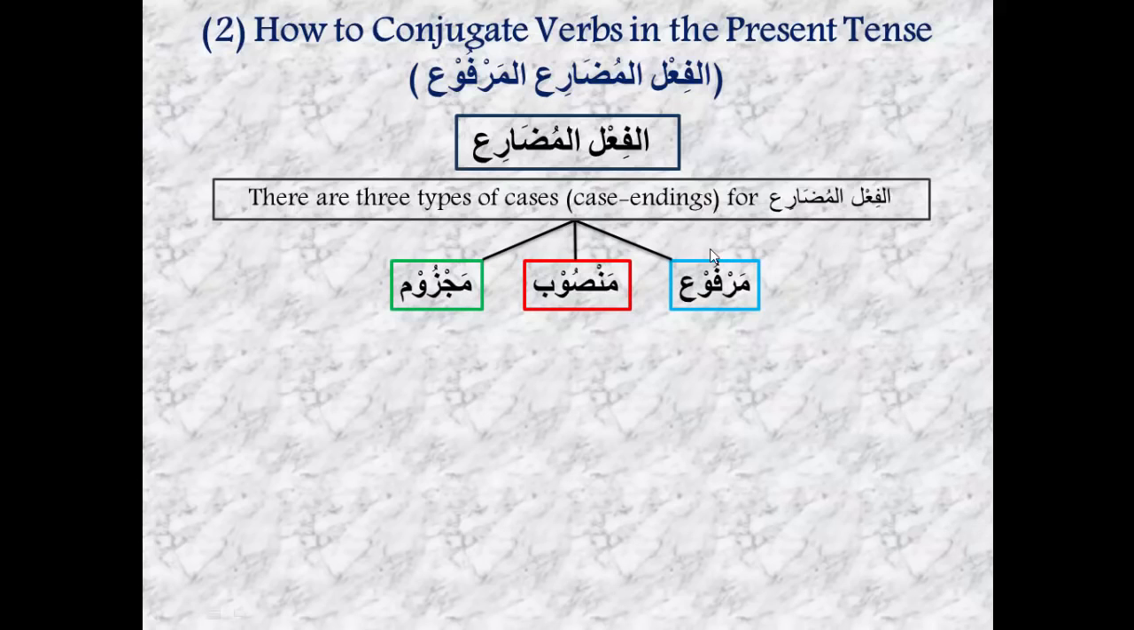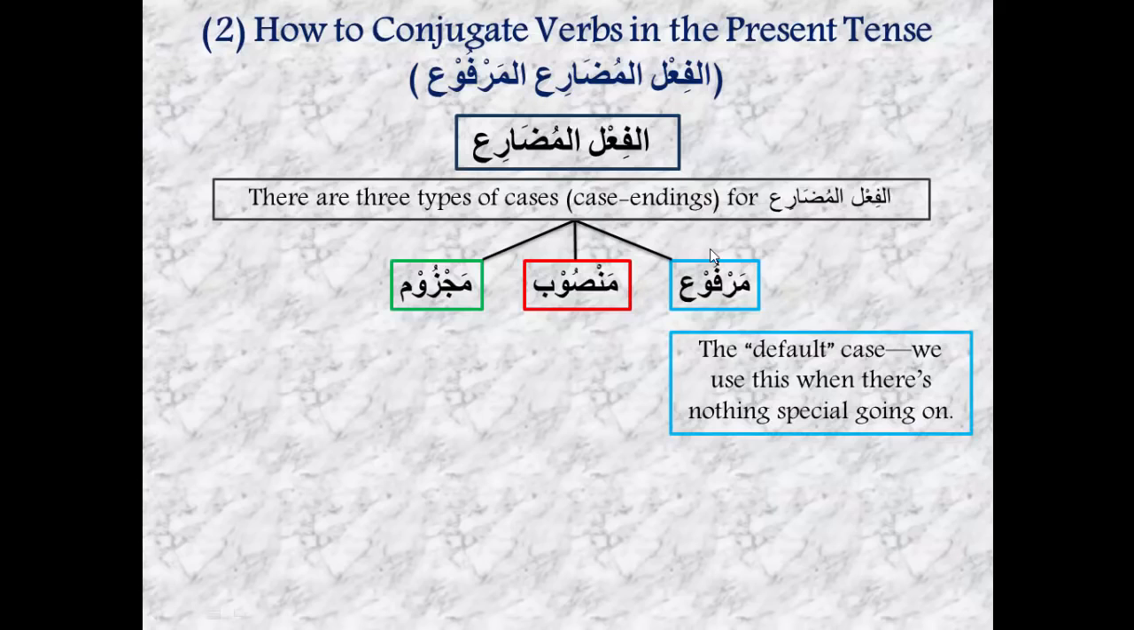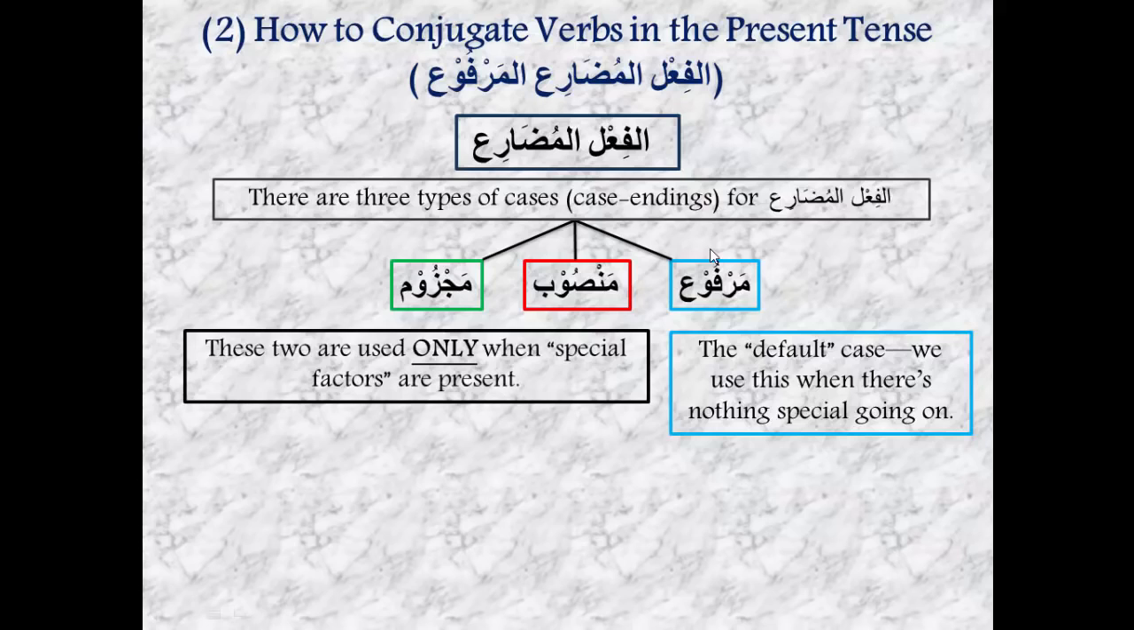Marfu', mansub, and majzoom. The marfu' case is the default case. This is basically the case that we use when there's nothing else special going on, so there are no other special circumstances or factors in the sentence. That means we would use al-fi'l al-mudari' al-marfu'. As for the other 2, they are used only when special factors are present.